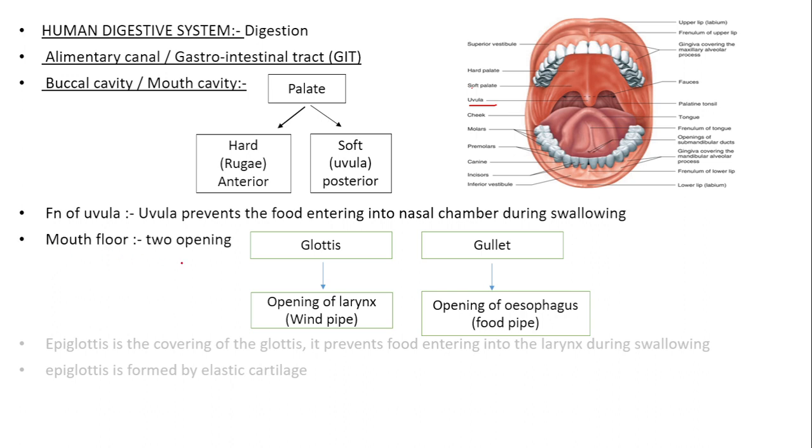In the mouth floor, there are two openings. One is the glottis and the other is the gullet. The glottis is the opening of the larynx, which is the windpipe, and the gullet is the opening of the esophagus, which is the food pipe. Epiglottis is the covering of the glottis. It prevents food from entering the larynx during swallowing. Note that the epiglottis is formed by elastic cartilage.